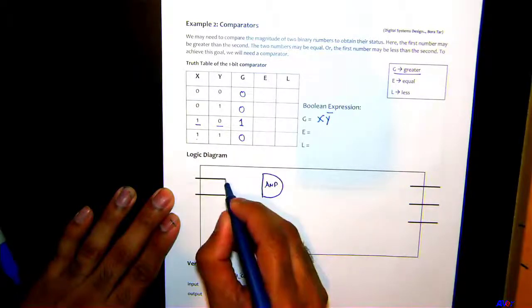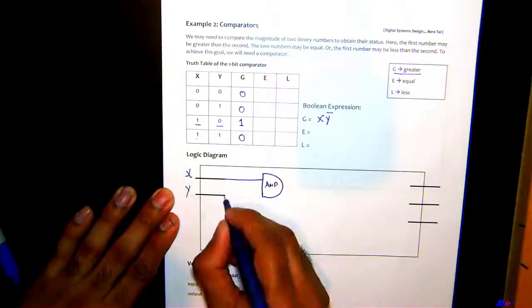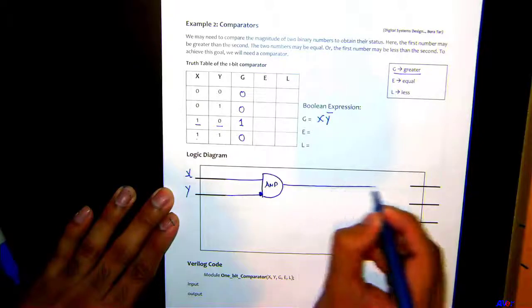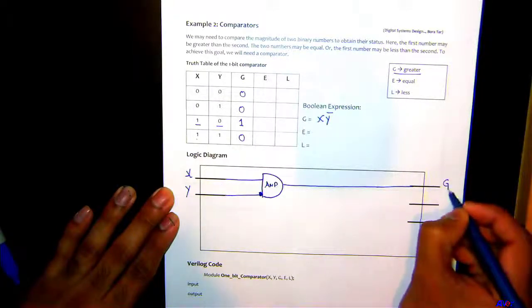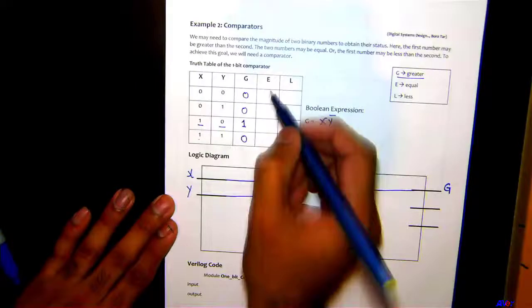So this is my x and this is my y. So I'll just take care and make a bubble and let's connect this to, this is our G here. Okay, all right, let's do it for equal.